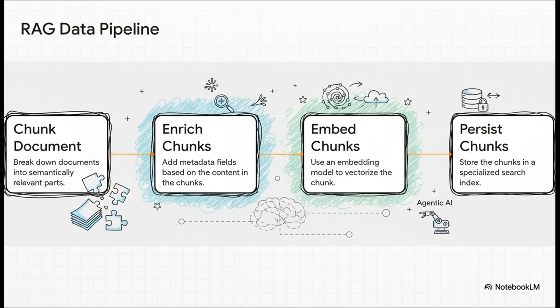Then it embeds them, which is really just a fancy way of saying it turns the words into numbers so the AI can understand relationships and context. And finally, it stores all these numbered chunks in a special search index, which makes them instantly findable.